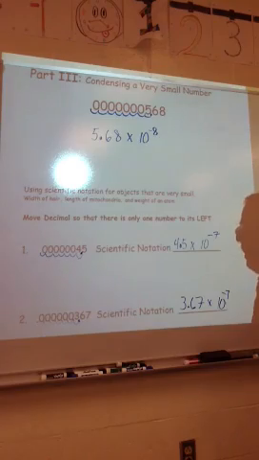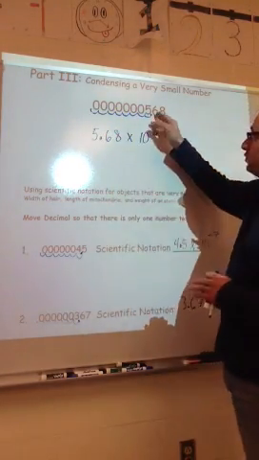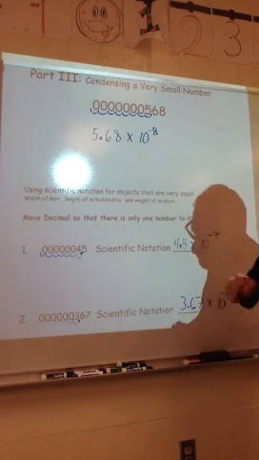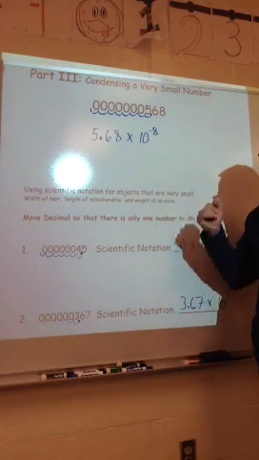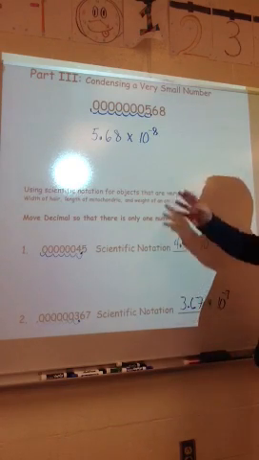Okay. So again, to review, all you have to do is move the decimal point so that there's only one number to the left. Then count how many times you moved the decimal point. That is your exponent. And remember, because we're dealing with a very small number, it's going to be a negative.